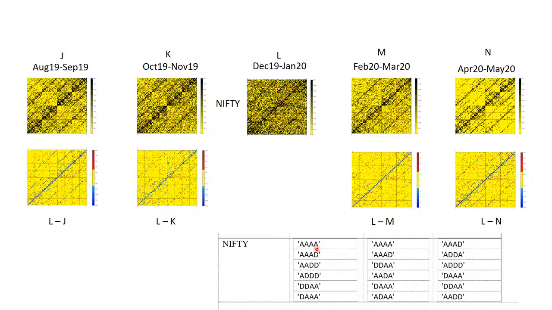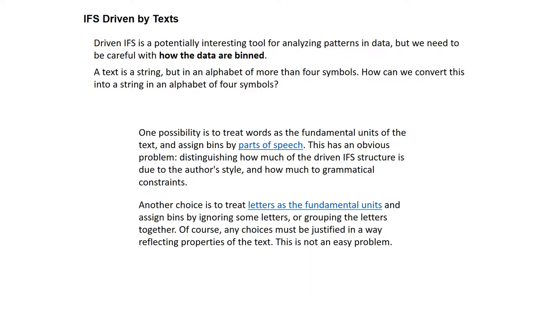What does that mean? A large fall. That means the market is falling. So this is from L, M, and N. In N, you see, the market has started to recover. AAAD, ADDA, ADDD. That means D is the large gain. So after a large fall, 3 minutes in succession, you have large gains. So the market has started gaining at that particular moment. So this is another way of looking at stock markets, and one can really make use of this particular information sometimes in future. Okay, so that summarizes the application of the driven IFS in the stock market.